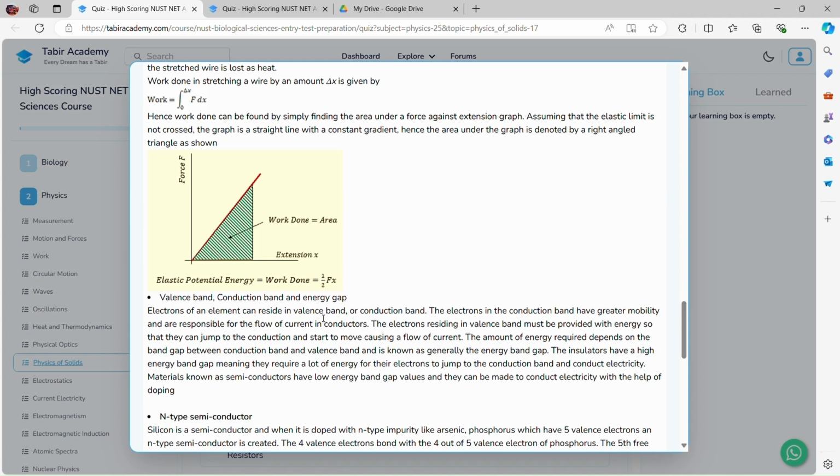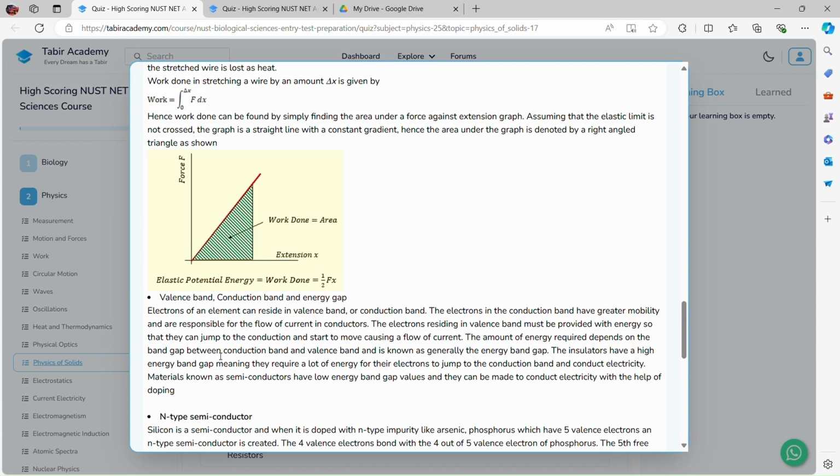Valence band, conduction band, and energy gap. The electrons of an element can reside in the valence band or conduction band. The electrons in the conduction band have greater mobility and are responsible for the flow of current in conductors. The electrons residing in the valence band must be provided with energy so that they can jump to the conduction band and start to move, causing a flow of current.